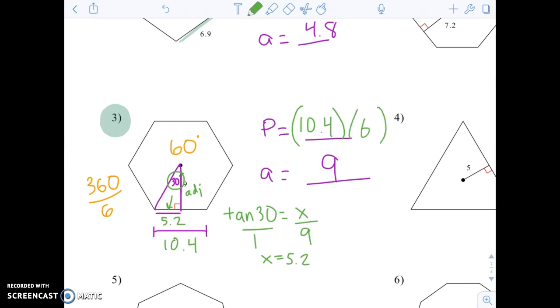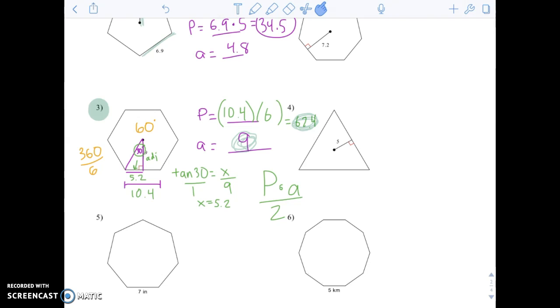So to get my final answer, if I take 10.4 times 6, the perimeter is 62.4. Now that I have my perimeter, now that I have my apothem, I'm going to do the same thing we did before, which is take your perimeter times your apothem, divide by 2.